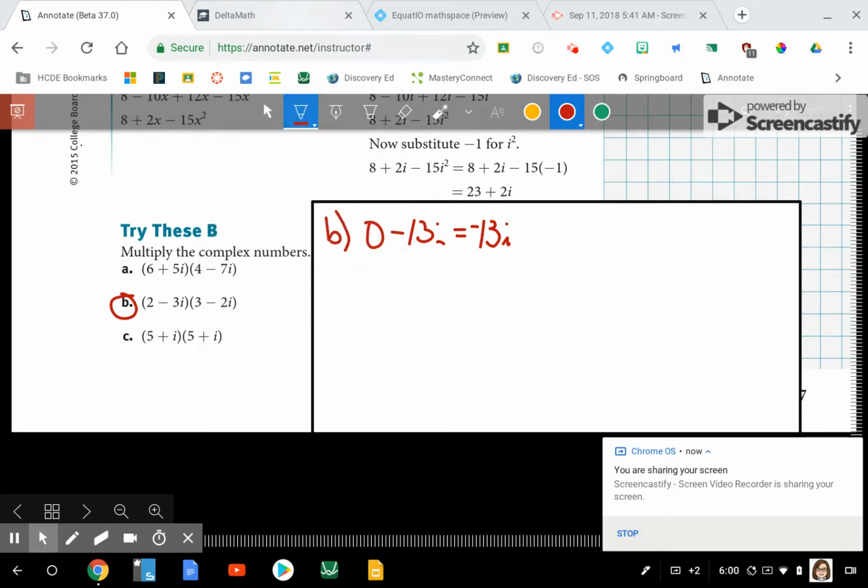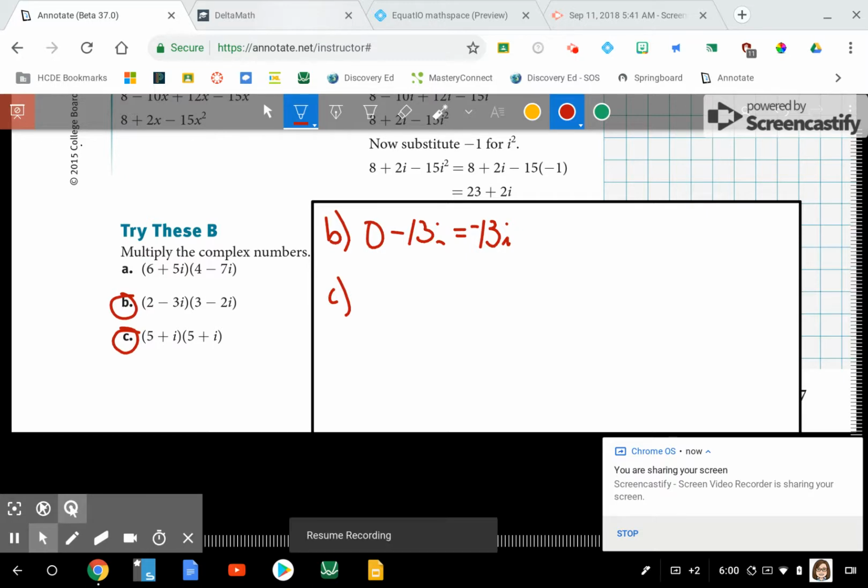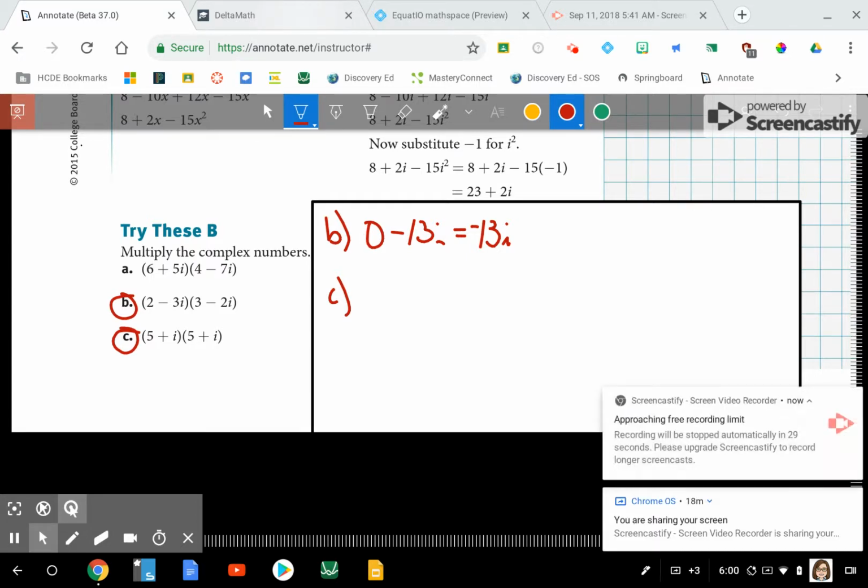So now what I want you to do is try part C. It's going to be just like part B, but I want you to try part C on your own. Okay, let's check part C together. Again, you could have done FOIL or box. That's up to you. But for part C, your final answer should have been 24 plus 10i. If your final answer has an i squared, you forgot to substitute in the negative 1. But it should be 24 plus 10i.